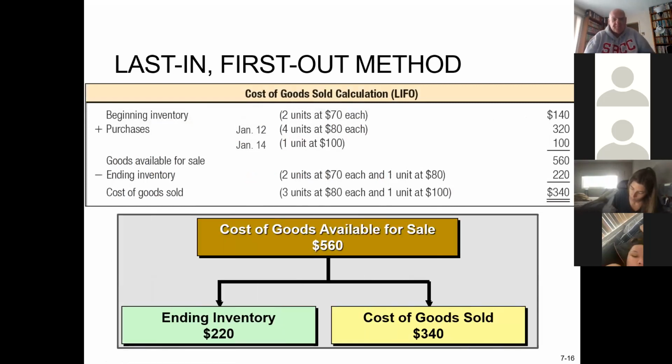So here you see it. I'm sorry. We sold 1 from the 14th. We sold 3 from the 12th. 1 times 100 is 100. 3 times 80 is 240. Our cost of sales is now 340. Good gosh, it's a different number than we had before.